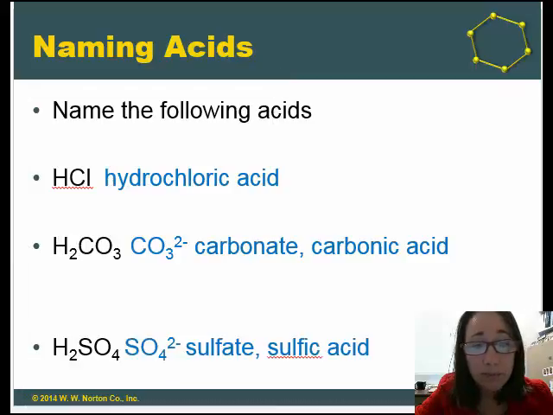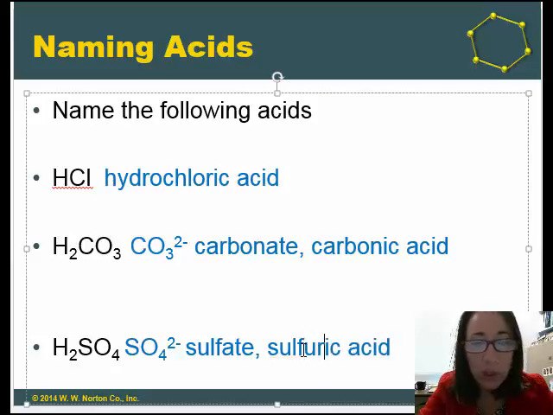Now the next one, H2SO4, is based on the oxoanion sulfate. So we would think that this should be called sulfic acid. It's actually called sulfuric acid. We have an extra syllable in there. And also notice that the -2 charge of sulfate means that the acid has 2 hydrogens.